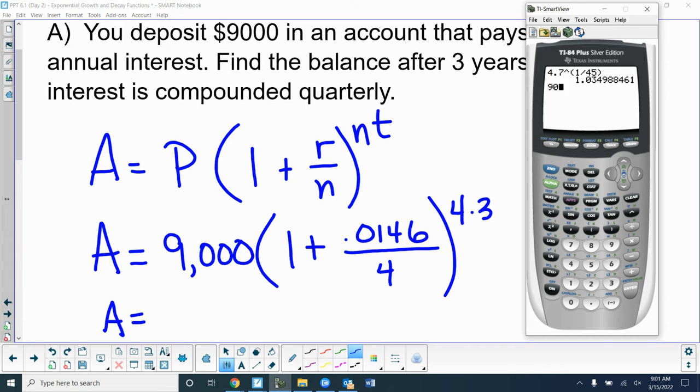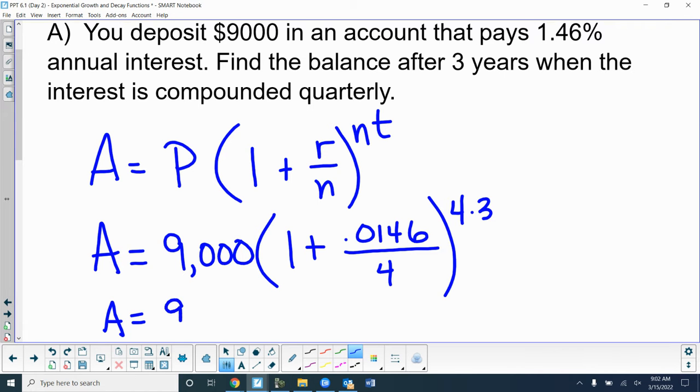So 9,000 times 1 plus, I always put an extra parentheses there, 0.0146 divided by 4, caret 12 power. Okay? $9,402.21. So go to hundredths, go to the nearest cent when we're talking about money.